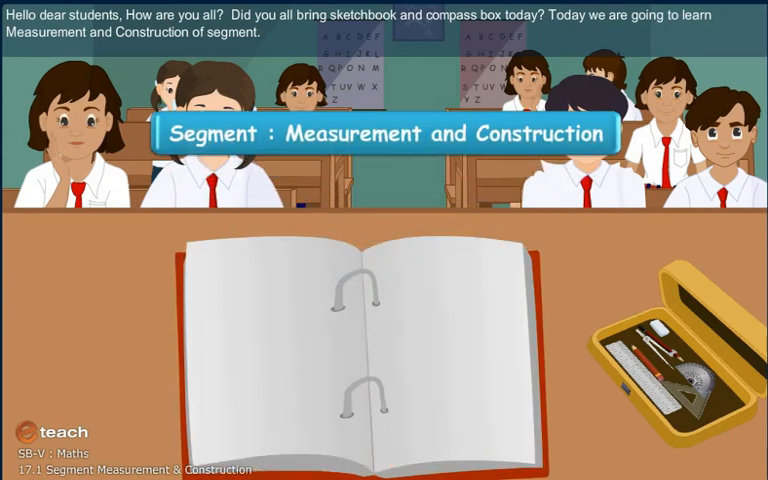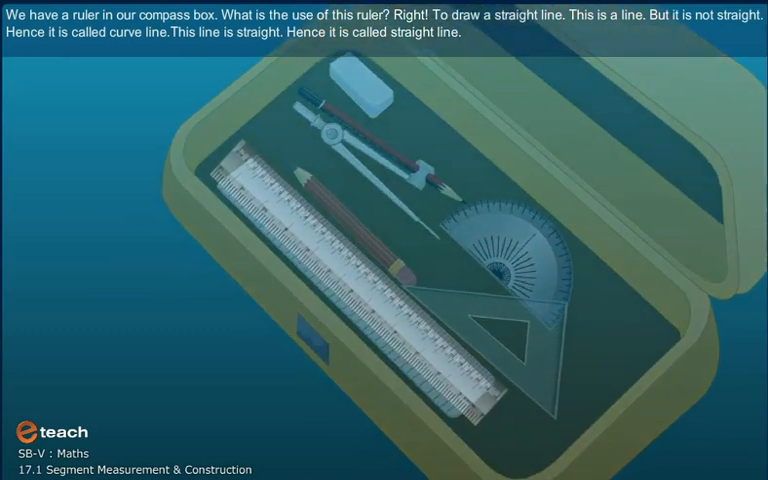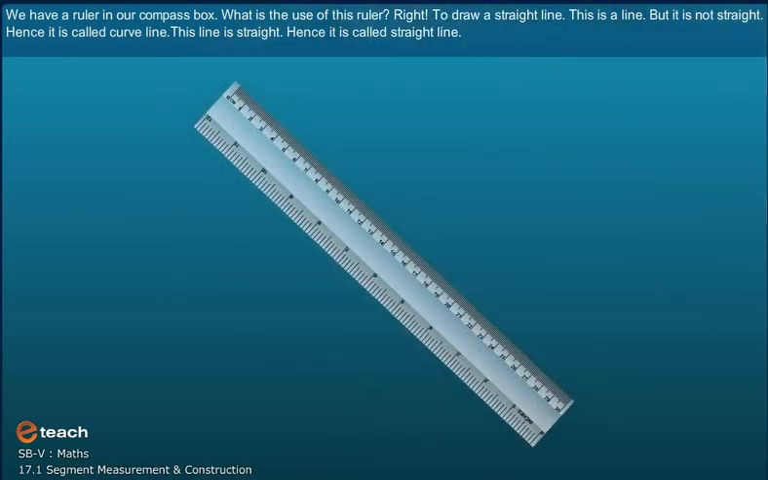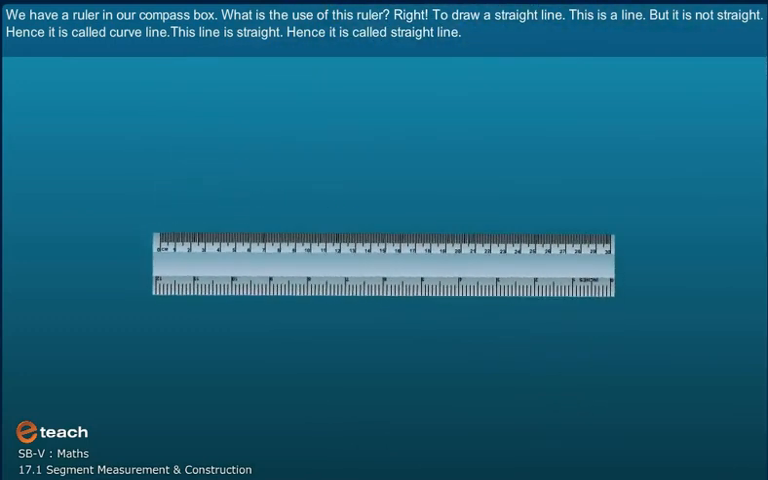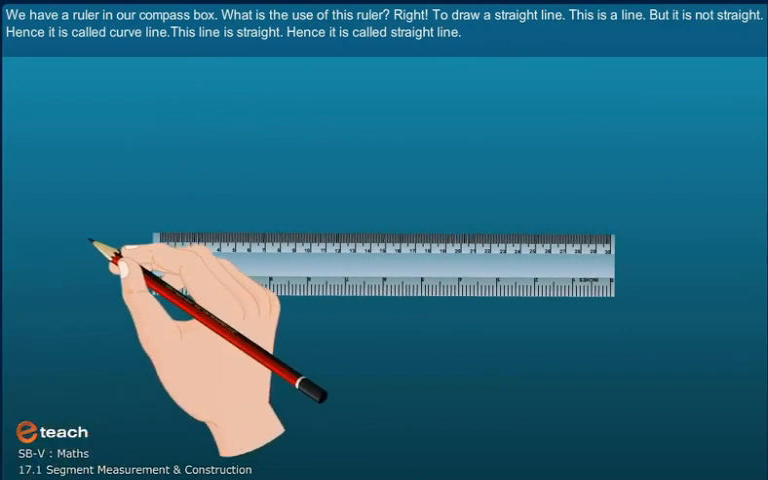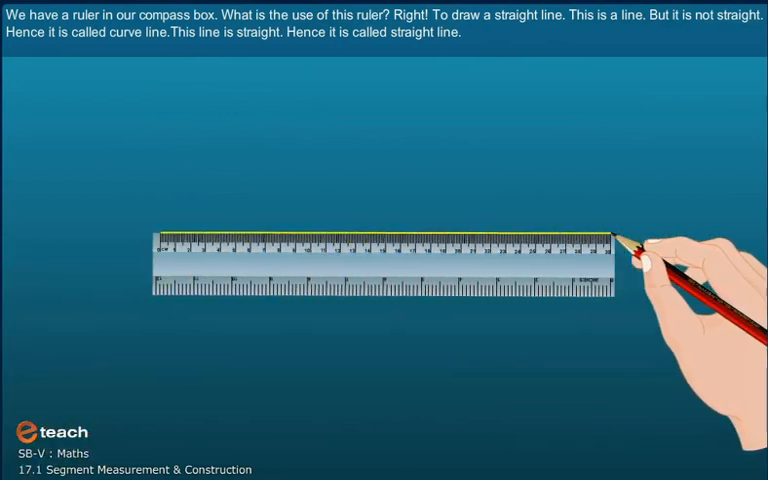Okay, now today we are going to learn measurement and construction of segment. We have a ruler in our compass box. Now what is the use of this ruler? Right, to draw a straight line.